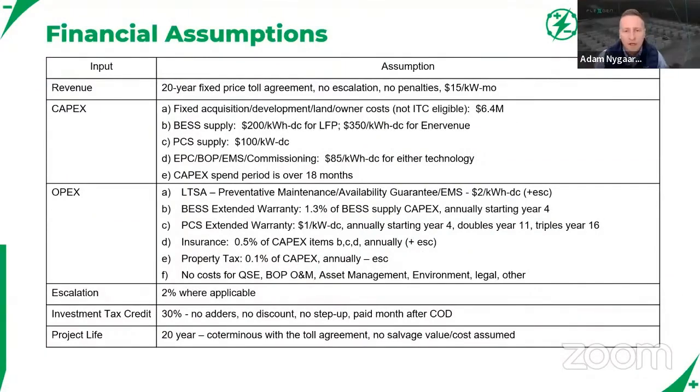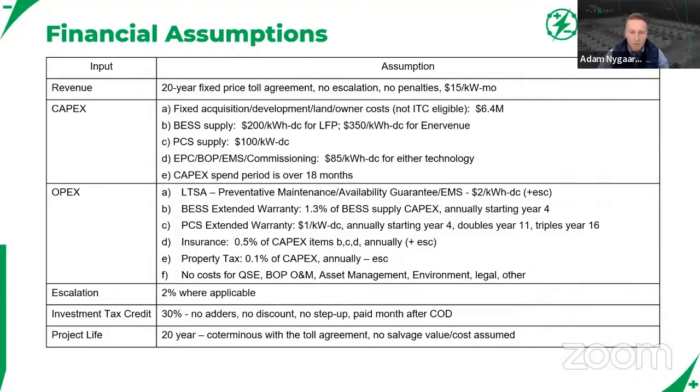Yeah, great, thanks. Just to set the stage, the whole premise here is that you as the product developer and owner own this battery project, but you've entered into an offtake agreement, typically called a toll agreement, where you don't have control over what the battery is told to do. The off-taking utility is making that call. The assumption is a 20-year fixed price toll agreement with no escalation. You've operated it well over those 20 years, you're not receiving any penalties, and assume just a $15 per kilowatt-month revenue stream.